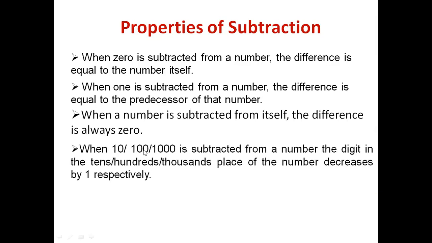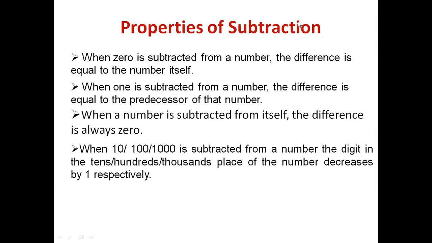Now when tens, hundreds and thousands are subtracted from a number, the digit in the tens, hundreds, thousands place of the number decreases by 1 respectively. If we subtract 10, tens digit will get decreased by 1. If we subtract 100, hundreds digit will get decreased by 1. If we subtract 1,000 from a number, thousands place digit will get decreased by 1. Is this very clear? Have you all understood? If you have understood, please give me a thumbs up. Yes, very nice, very good.